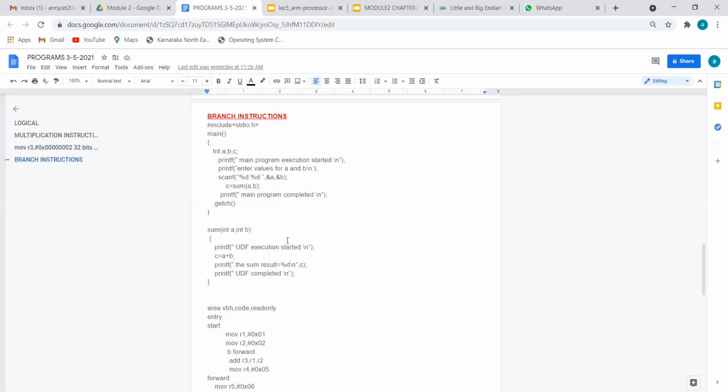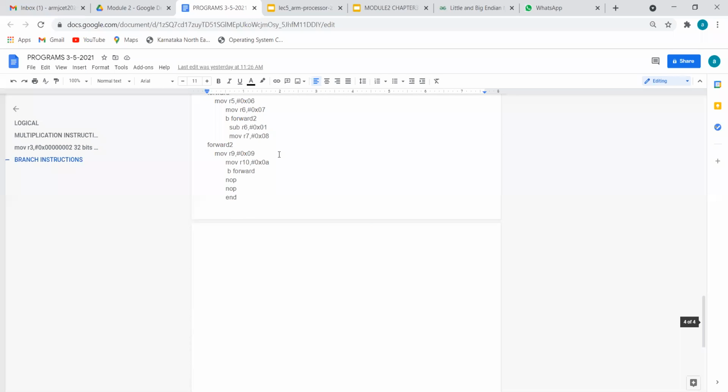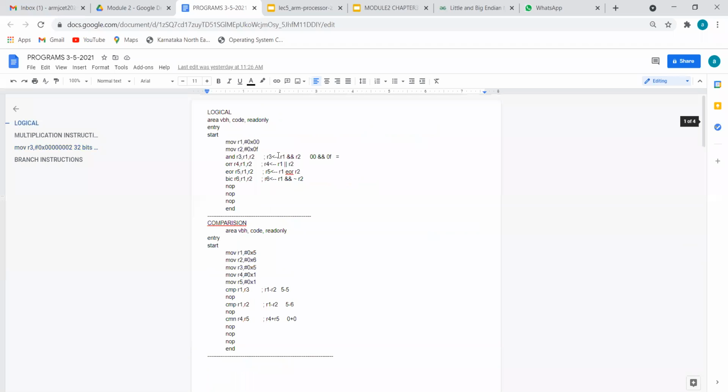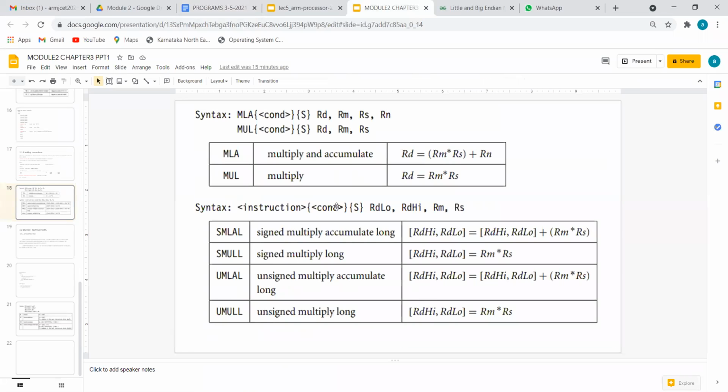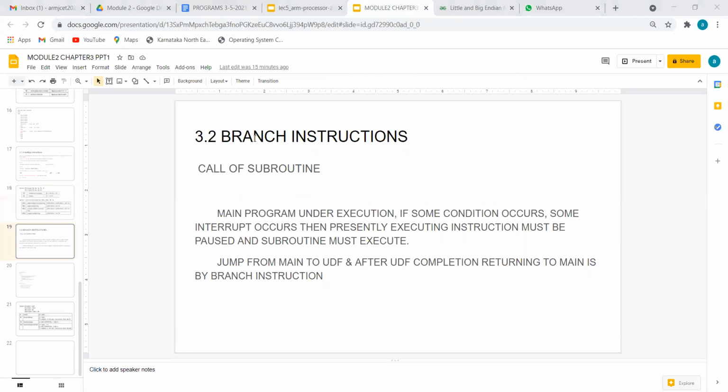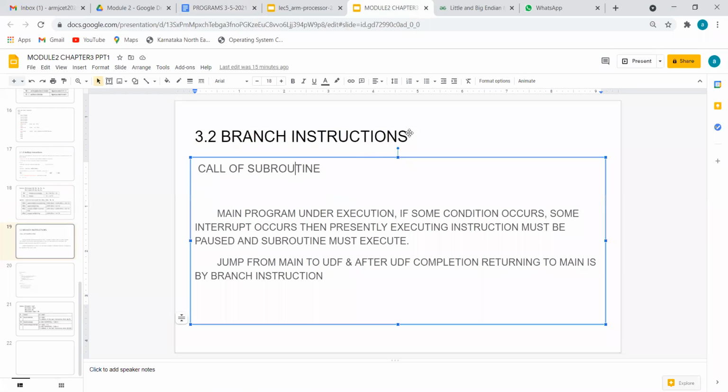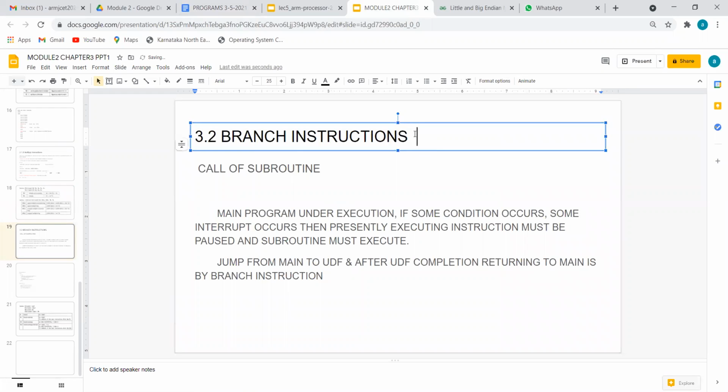Again, whatever I'm going to explain next, I have arranged all of those in an MS Word file. I'm going to share this, and when you are preparing for studying, have these programs parallelly. Frequent observation of the programs makes you confident about the lab and also the theory part. Okay, fine. Next, after multiplication, what we have finished, let's go for branch instructions. I think this will be a 5 marks short note question.